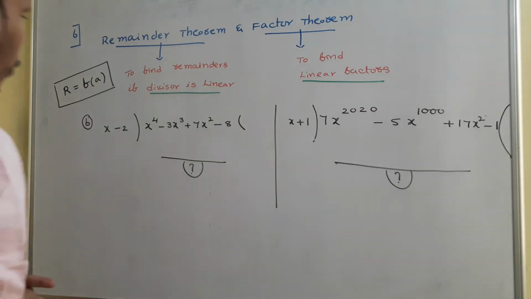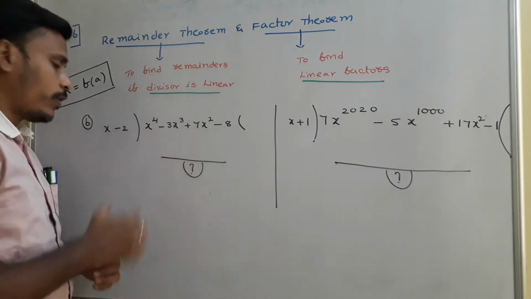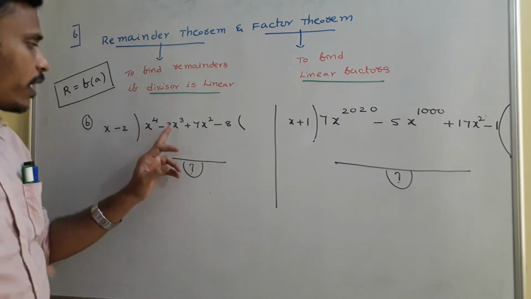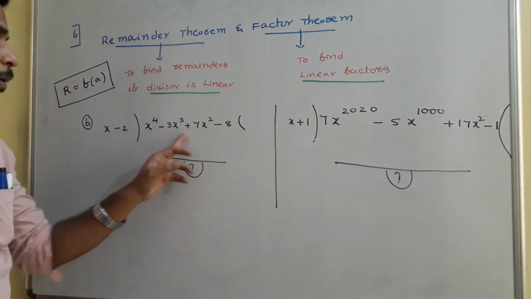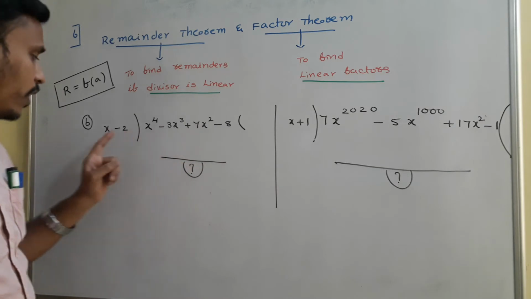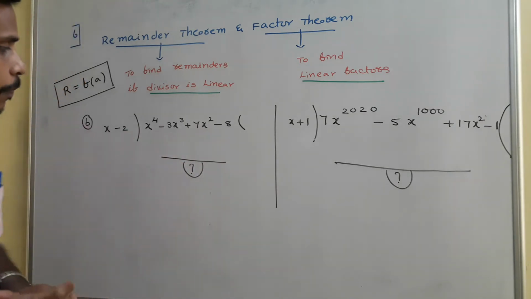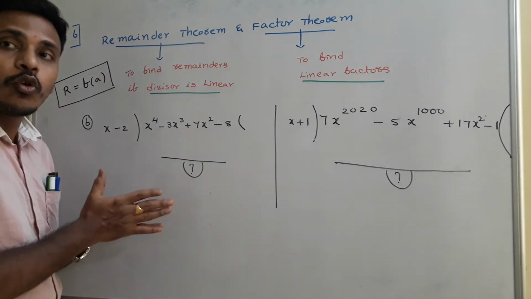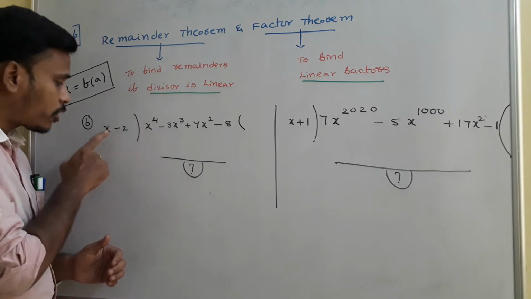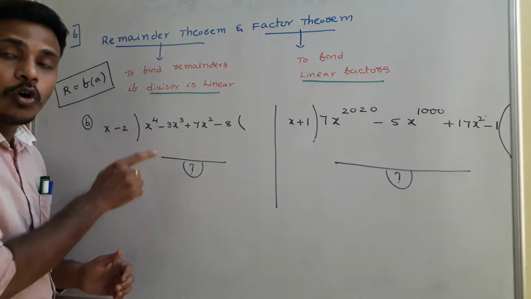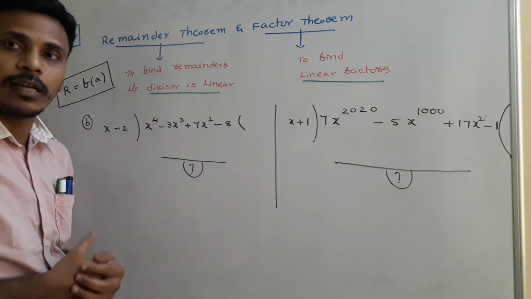I have two simple problems to find the remainder using the remainder theorem. Just look at the first one. See, x power 4 minus 3x cube plus 7x square minus 8. If you divide this fourth degree polynomial with the linear x minus 2, what is the remainder? That's my question. If you go with the actual division process, since it is of fourth degree and this is of first degree, you need to go step by step in 4 steps to find the remainder. But it is a bit lengthy.